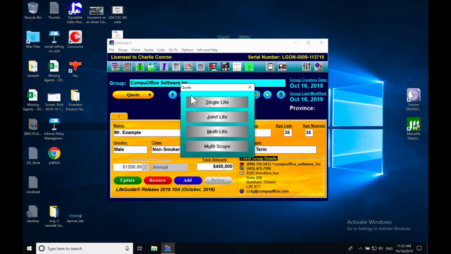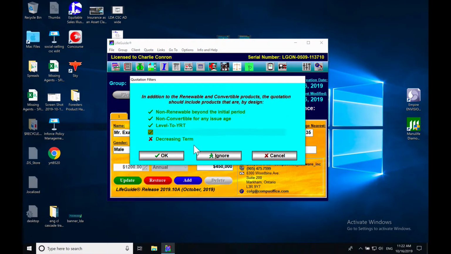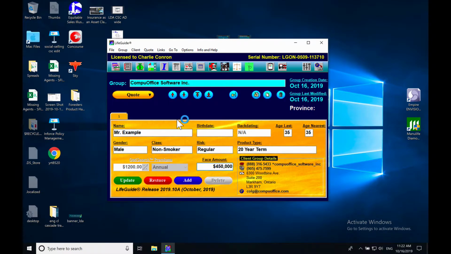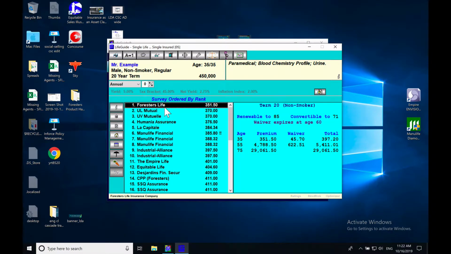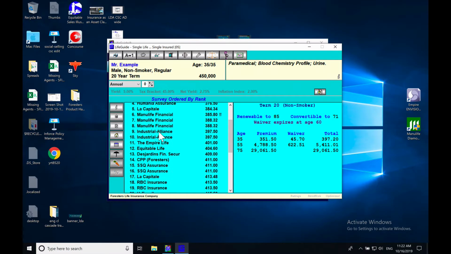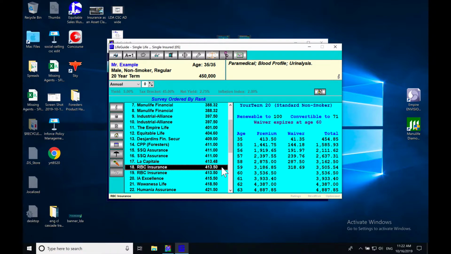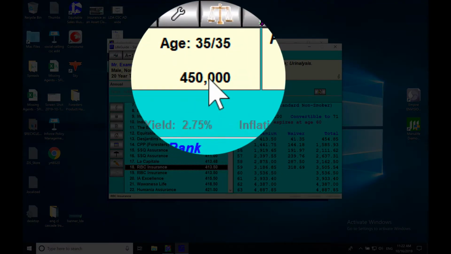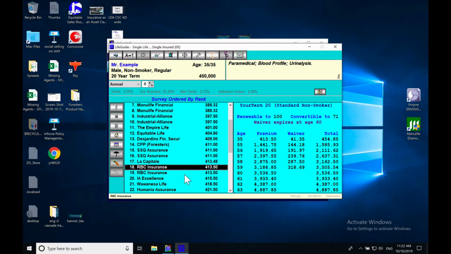But again, when we hit quote single life, single insured, and I'm just going to bring up our same survey again, you can see you can go down any one in the list here, but certain companies, again, you can see $413.50 is the premium schedule for that $450,000. But I'll just show that again.